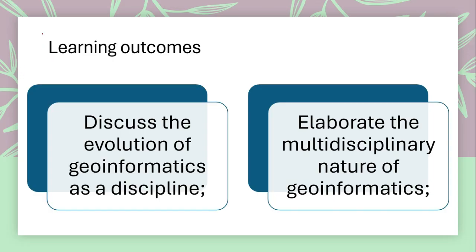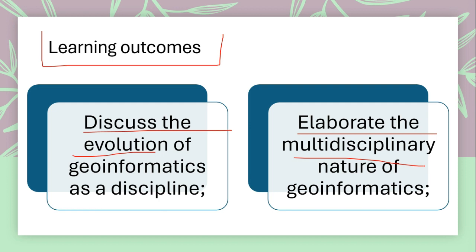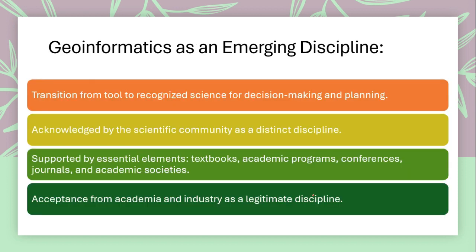So what will be the learning outcomes from this lecture? We will discuss the evolution of geoinformatics as a discipline and also elaborate the multidisciplinary nature of geoinformatics. As we all know, geoinformatics is an emerging discipline in all sectors, used for decision making and planning purposes, and it is also acknowledged by the scientific community as a distinct discipline. It is supported by essential elements like textbooks, academic programs, conferences, journals and academic societies. Geoinformatics also has acceptance from academia and industry as a legitimate discipline.